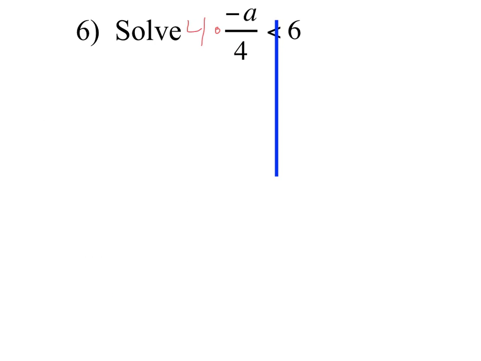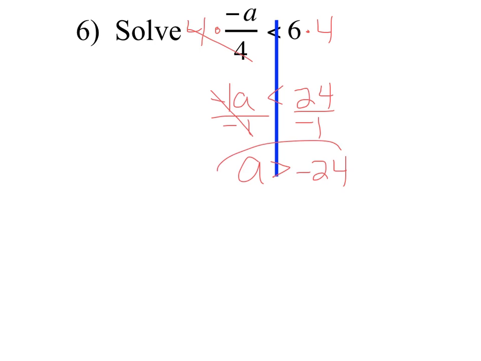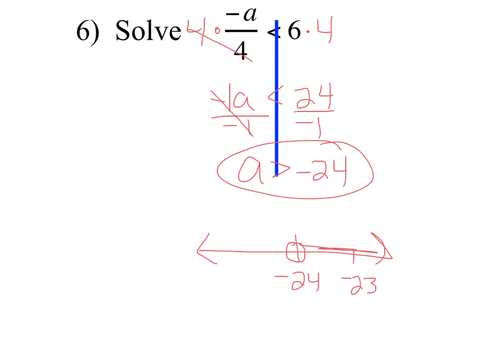So I could multiply by 4 first, and that's going to give me negative a is less than 24, nothing flips yet. But if I put my 1 here, I'm going to divide by a negative 1, and then I'm going to need to flip in order for this to work. And so a is greater than negative 24, would be an open circle, and I'm shading to the right towards bigger numbers on my number line.